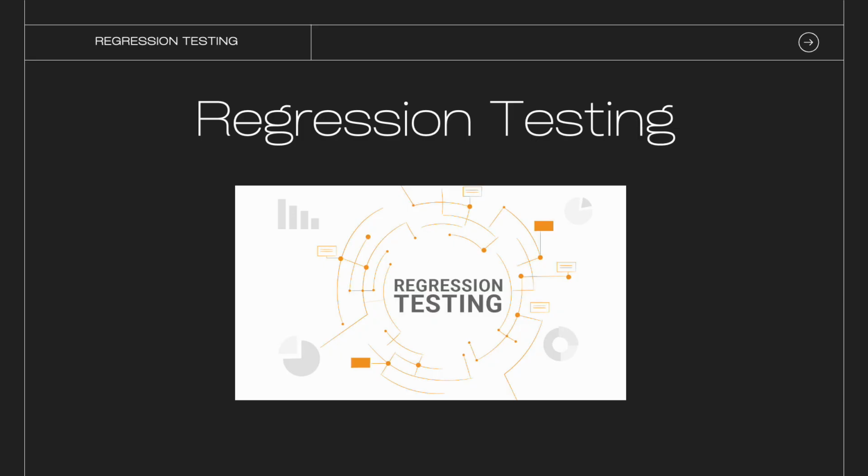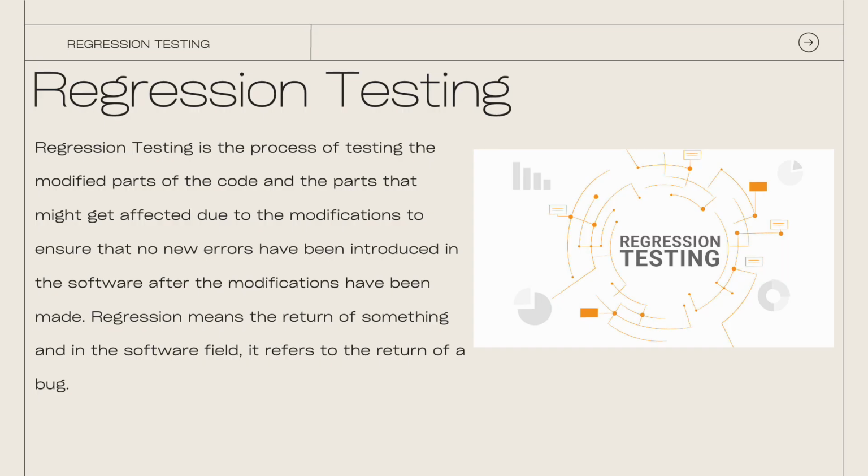Our third key automated testing is regression testing. Regression testing ensures that modifications of the code base haven't introduced new defects or adversely impacted existing functionality. It is crucial to maintain the integrity of software after changes are made.